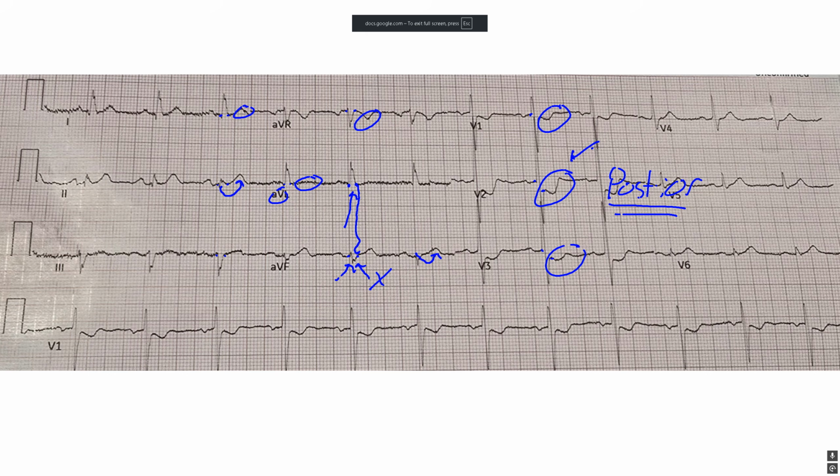Okay, but remember, for me, anytime you see ST depression or T wave inversion in the anterior leads, think the 3 Ps: a posterior infarct, pulmonary embolism, or low potassium.